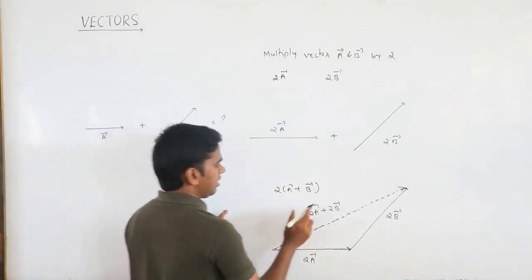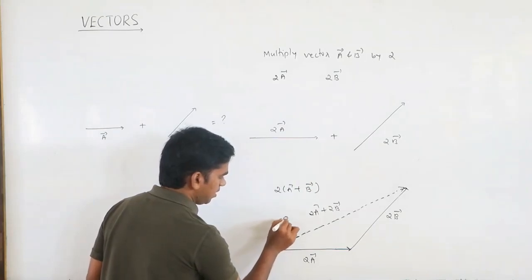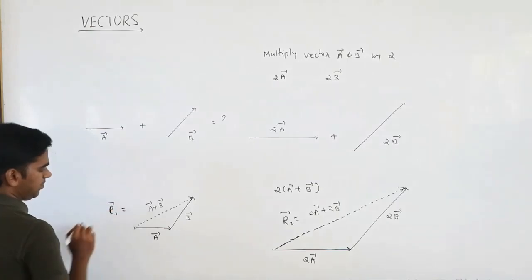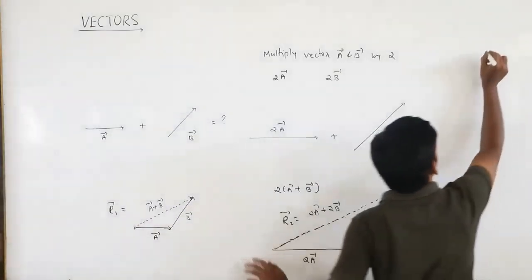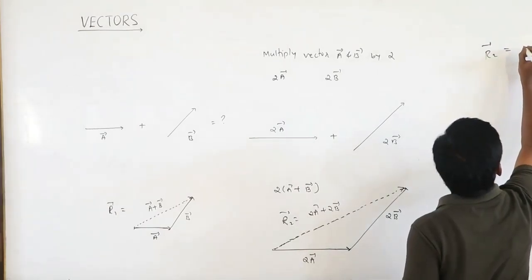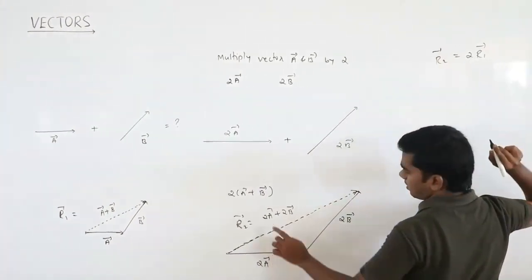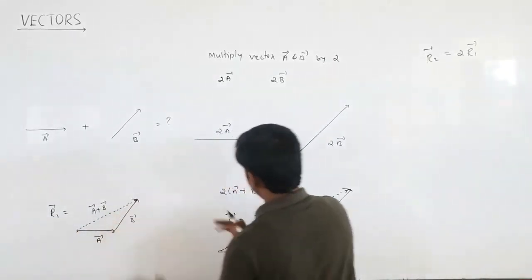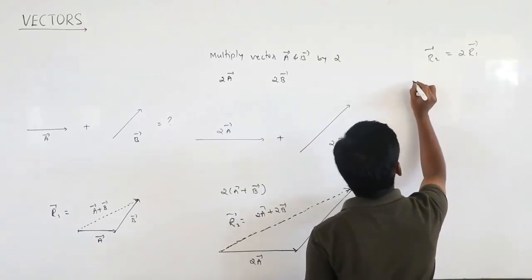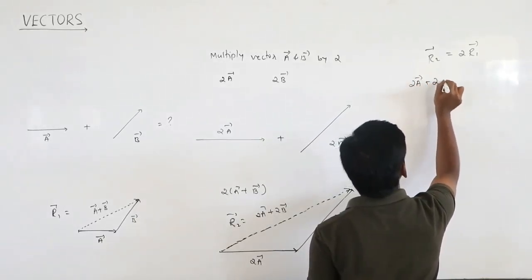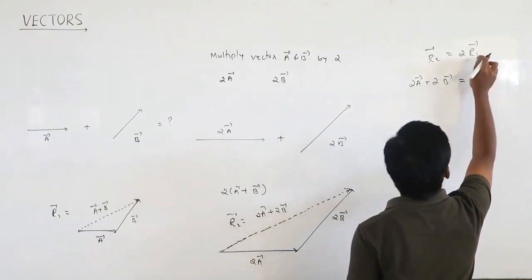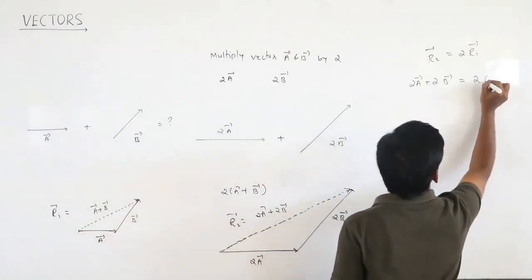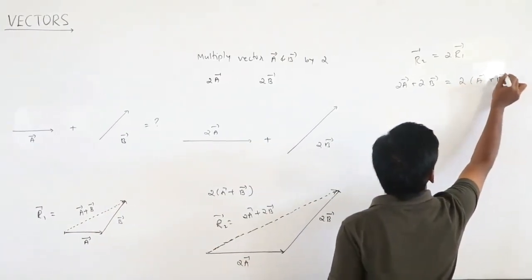So I will take this as R2 and this as R1. Can I write vector R2 equals 2 times vector R1? Yes, because the magnitude is 2 times and the direction is the same. So what is R2? R2 is 2A plus 2B, equal to 2 times R1. What is R1? Vector R1 is nothing but vector A plus vector B.